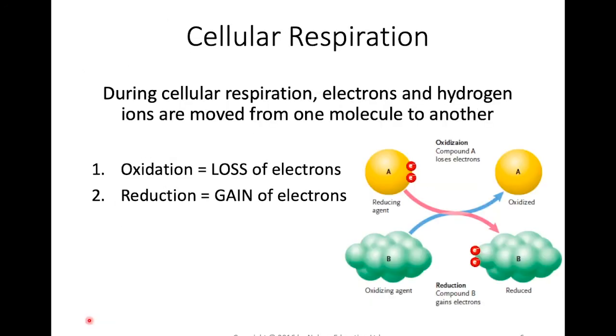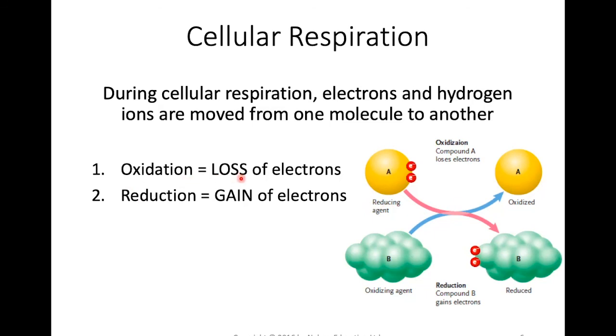Now, during cellular respiration, as we're breaking down that glucose, converting it into a number of different intermediate molecules, there are going to be a series of redox reactions, right? And that's short form for reduction oxidation. During these reactions between 2 different molecules, electrons and hydrogen ions are going to be moved from one molecule to another. So with oxidation, we're looking at a reaction in which a molecule has lost electrons.